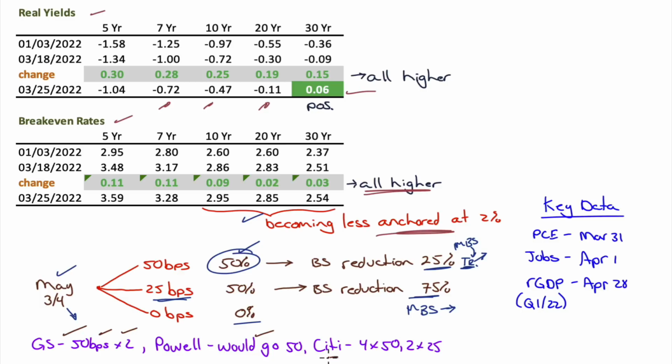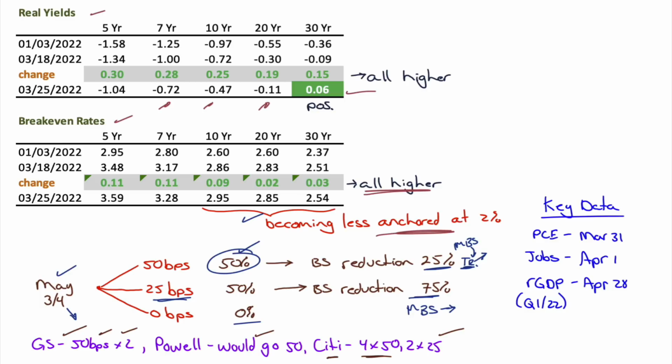Citi got really aggressive. They said they see 4 moves of 50 basis points. The next 4 meetings will have 50 basis points, followed by 2 more of 25 basis points. So they're saying 250 more basis points based on where we are now. That's a full 100 basis points higher than the Fed is forecasting for the end of the year. Citi thinks they're going to have no choice but to do that.